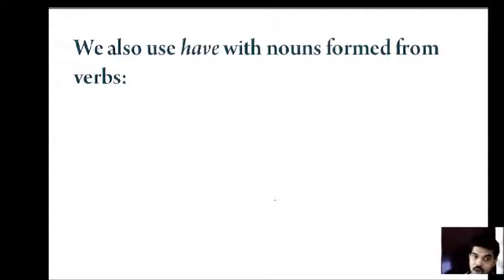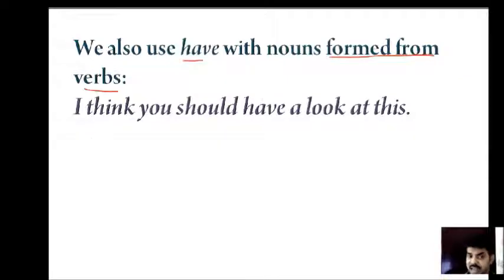Here, have can be used in some different ways also. We also use have with nouns formed from verbs. How? There's an example. I think you should have a look at this. So a look, this is a noun, but we must remember that this noun is coined from a verb, and we can use delexical have with what? With a noun that is coined, that is formed from a verb like this.